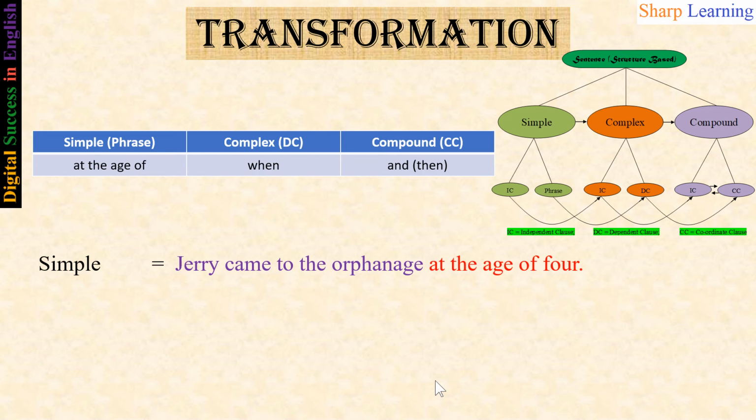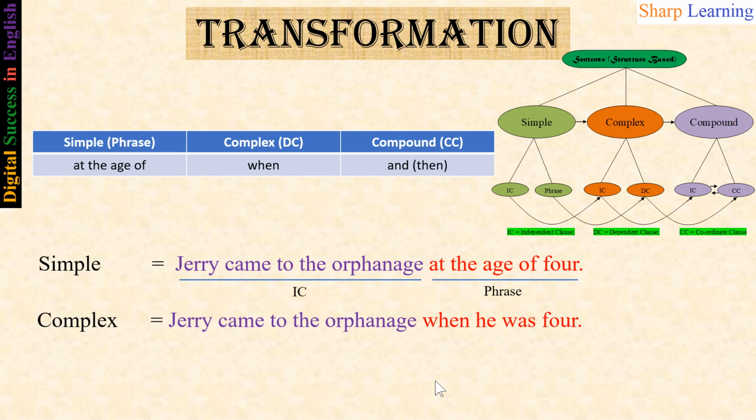Jerry came to the orphanage at the age of 4. Here Jerry came to the orphanage is the IC, at the age of 4 is a phrase. How can I make it complex? IC will remain IC and the phrase will be DC. See here, IC has been IC and the phrase has been a DC. Why has it been a phrase? Because in this part there is no subject, there is no predicate. But why has it been a DC? Because in this part there is a subject, there is a predicate.